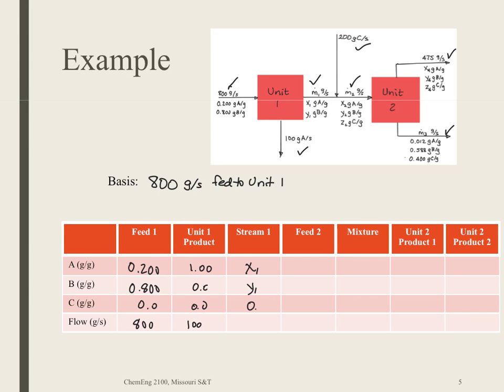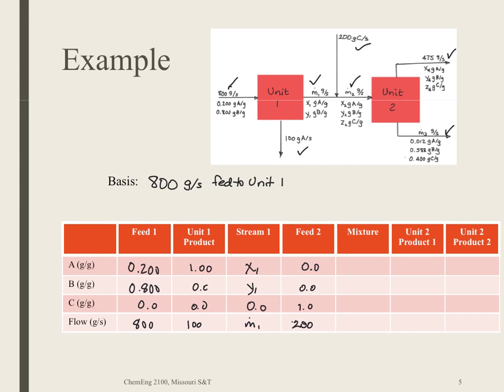But it does not contain any C. The flow rate of this is unknown. We'll name it M1. Feed 2 contains only C at the rate of 200 grams per second. So no A, no B, pure C, and the flow rate is 200 grams per second.